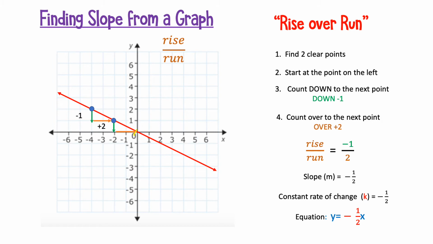Notice that our line crosses the origin. Here at 0, 0, we have a point. Therefore, we know that this is in the form y equals kx, or y equals negative 1/2 x. That's how we would write this equation.